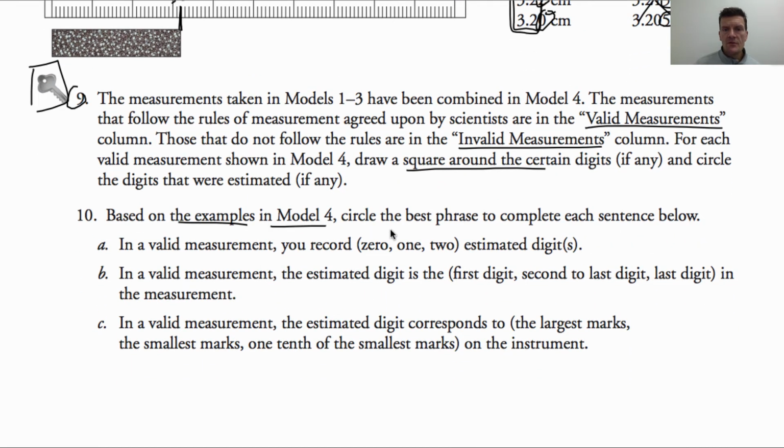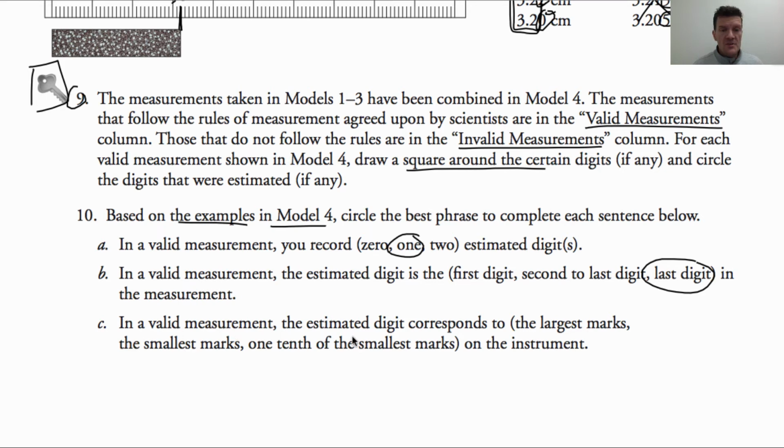Based on the examples in Model 4, circle the best phrase to complete each sentence below. In a valid measurement, you record 0, 1, or 2 estimated digits. You only record one estimated digit. In a valid measurement, the estimated digit is the first digit, second to last digit in the measurement. It is always the last digit. Your last digit is the estimated one. You can't go past that. Don't add on more estimated digits. You only are going to have one estimated digit, and that should be your final one.